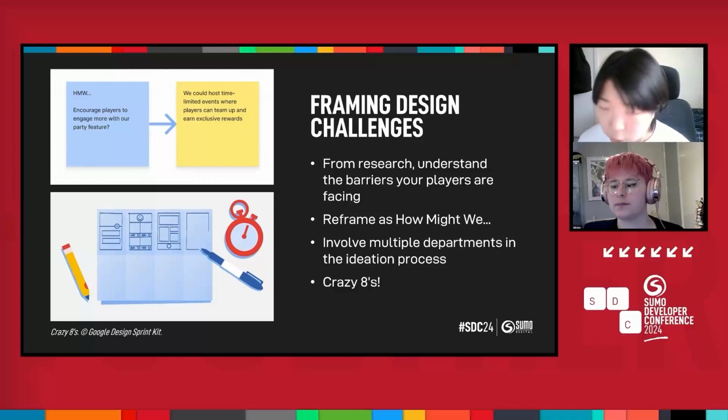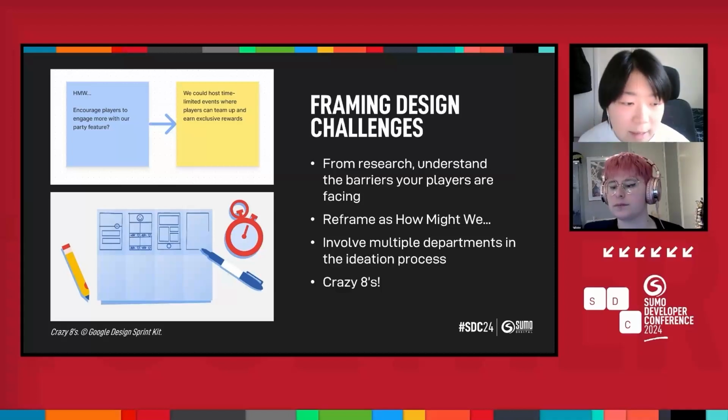And it's also really beneficial to include multiple departments in your ideation. For example, art, audio, code. They provide their own unique perspective, and they might come up with solutions that you might have never thought of.